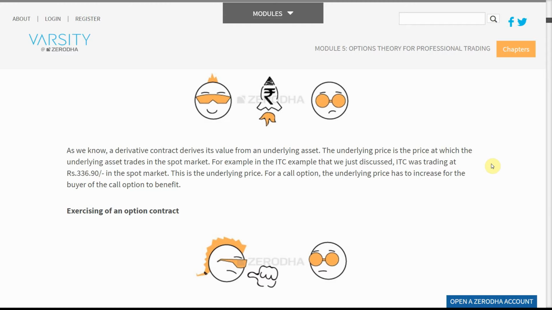Underlying price. As we know, a derivative contract derives its value from an underlying asset. The underlying price is the price at which the underlying asset trades in the spot market. For example, in the ITC example that we just discussed, ITC was trading at 336 rupees and 90 paise per share in the spot market. This is the underlying price. For a call option, the underlying price has to increase for the buyer of the call option to benefit.